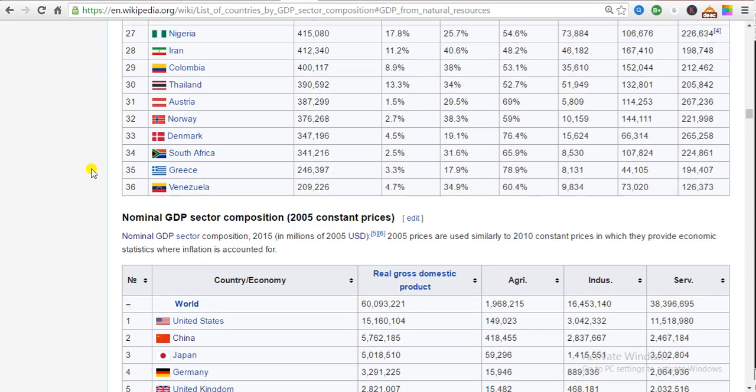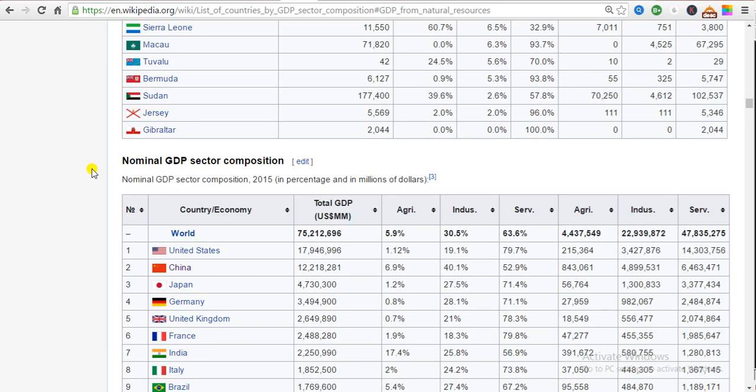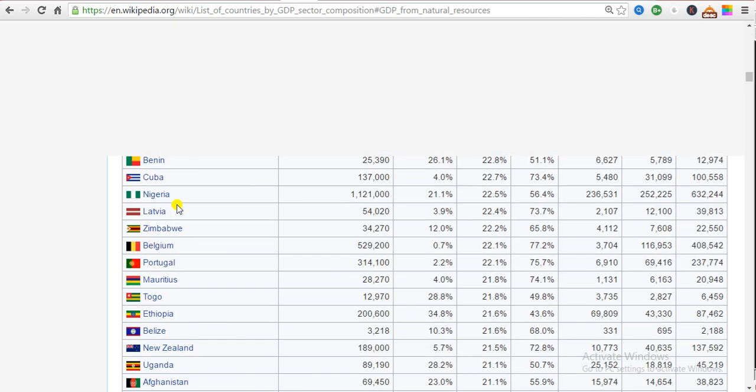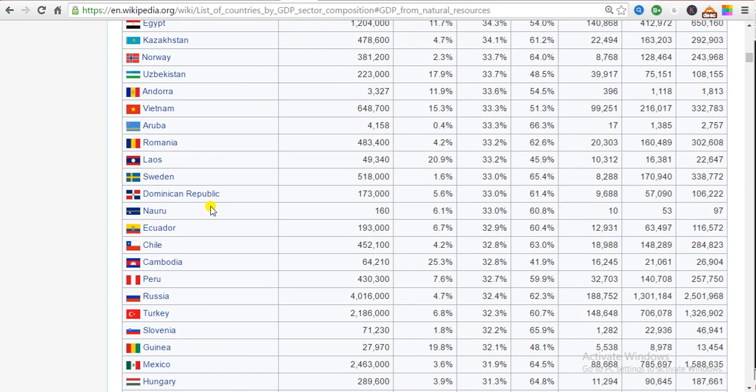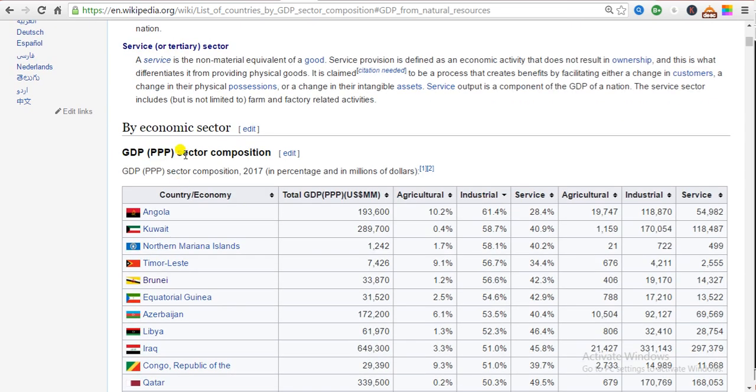So it's just one aspect, and I'm really not going to get into all of that because I don't want this to be too long. Here, nominal GDP sector composition. So this is what we have. I'm not going to go over this, but let me see if there's something I can show you, because this is just one video and I hope that it gives you more.